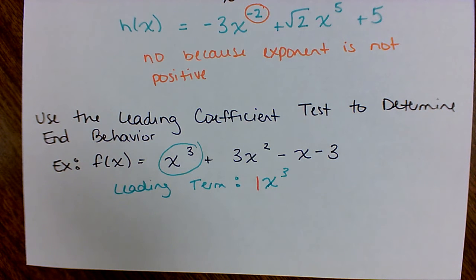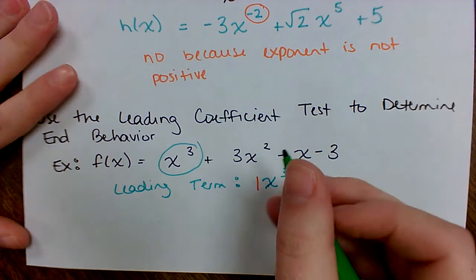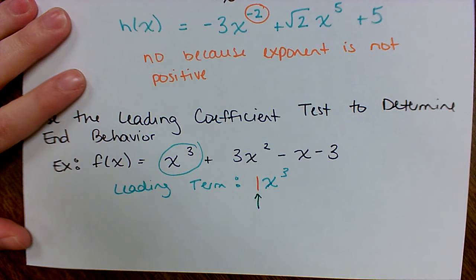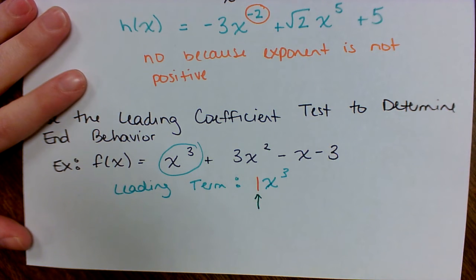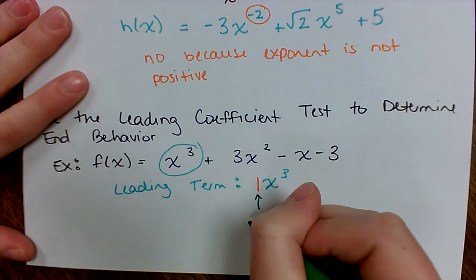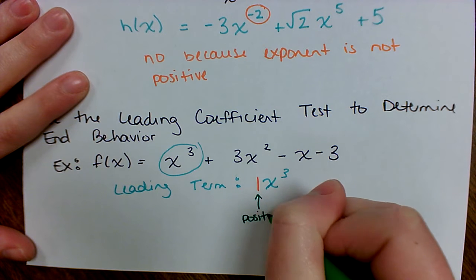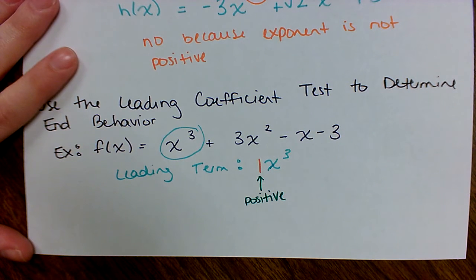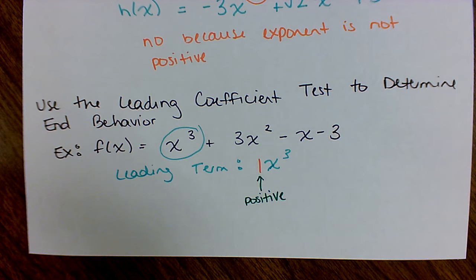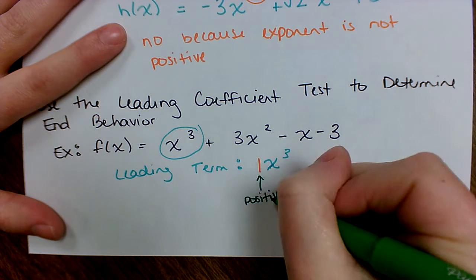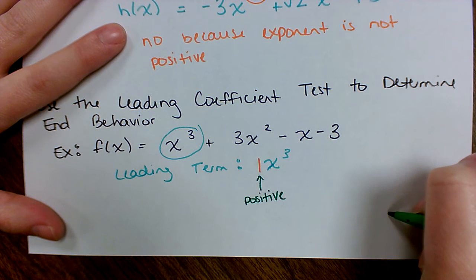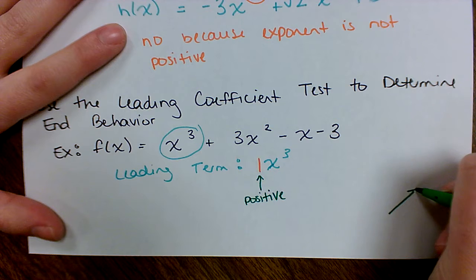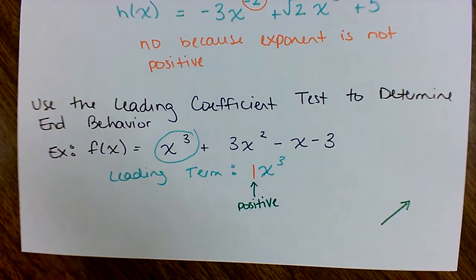The first thing I look at is whether this number out here is positive or negative. So is 1 positive or negative? Well, it's positive. So that tells me what my function is doing on the right. If we think about a regular old quadratic function that's positive in front, it's going up to the right. So positive here tells me that as I go to the right, I'm going up.